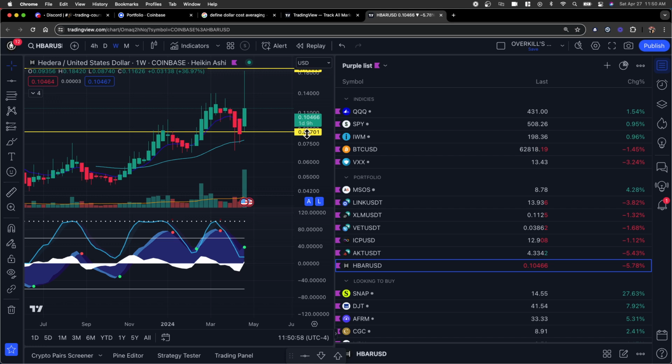So the macro support on HBAR right now is 0.087. So I would set a stop loss at 0.085, okay? Because if 87 breaks, this is a total fake out candle, and we're going to go the other direction. But I'm not even thinking about that as long as I see this green dot on my chart. And if I get a red dot after this green dot, I'll know that it's wrong. But I'll also know that it's wrong if it breaks that 8-cent level.